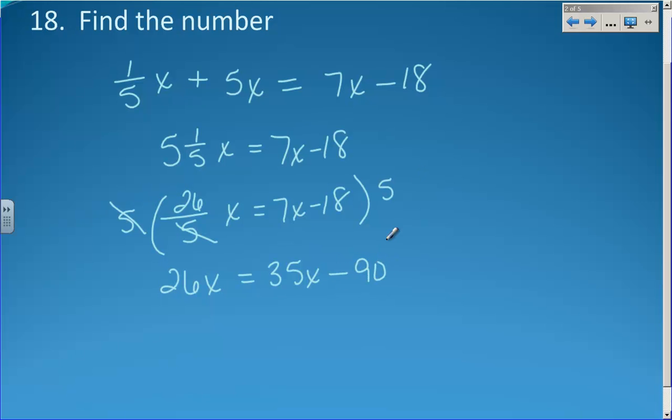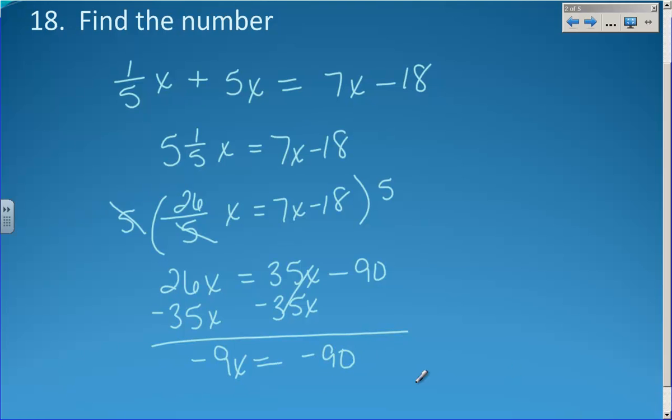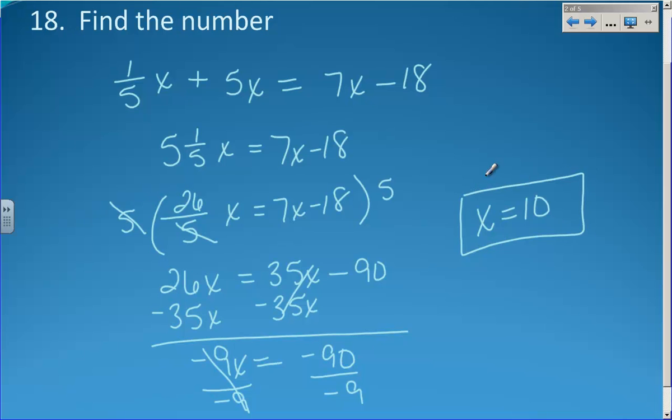And so now I need to solve this. I have only x's right here, so that means I want to move all my x's to that side. So I'm going to cancel out this 35x over here, and I'm going to move it to this side of the equal sign. Well, if I do 26 minus 35, I get negative 9x equals negative 90 because I still have that minus sign. And when I divide both sides by negative 9, I get that x equals 10. So the number is going to be 10. And that's all they asked us for.